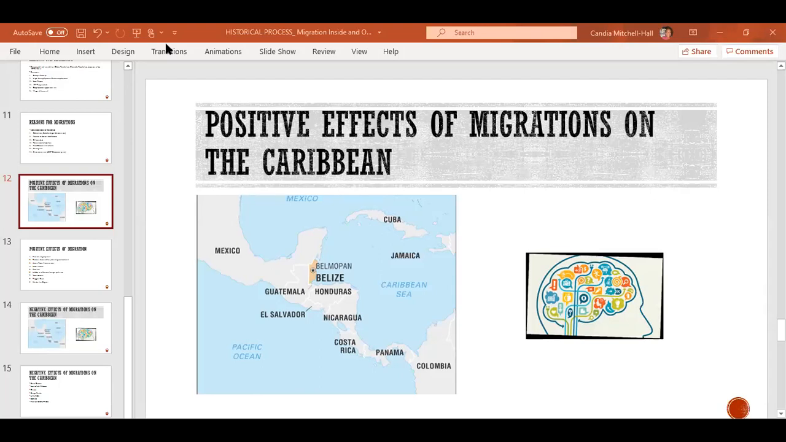Especially when it comes to schooling. You have school going on, you call a family member and ask for help to send you to school and all of these different things. So remittances is one of the positive effects.